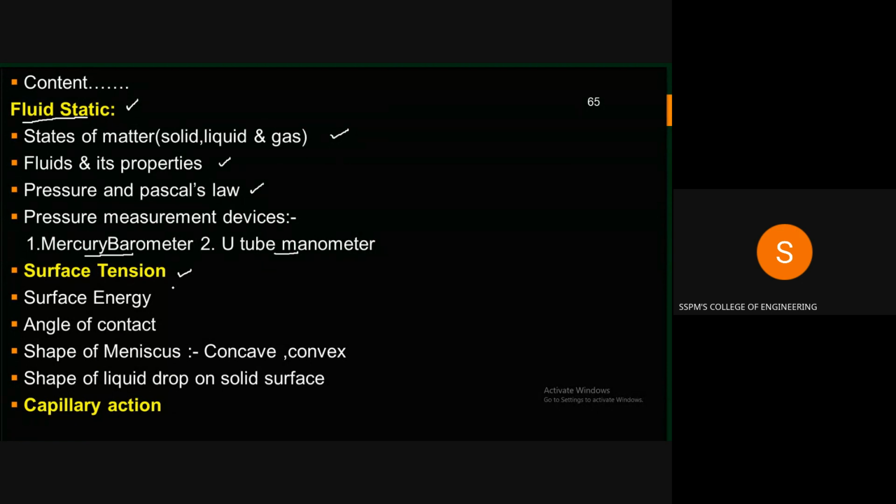In surface tension, we will discuss the surface energy, then the angle of contact. In surface energy, we have the equation for the surface tension. Then we have the shape of the meniscus: how the concave meniscus is formed, how the convex meniscus is formed. Then the shape of a liquid drop on a solid surface. Next we have capillary action. For capillary action we have the equation for the rise of the liquid in the capillary tube, so there is the equation of h.